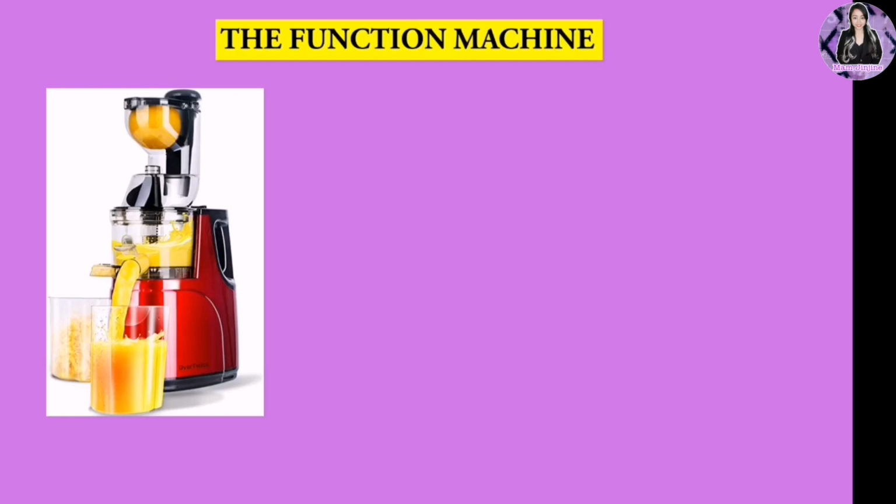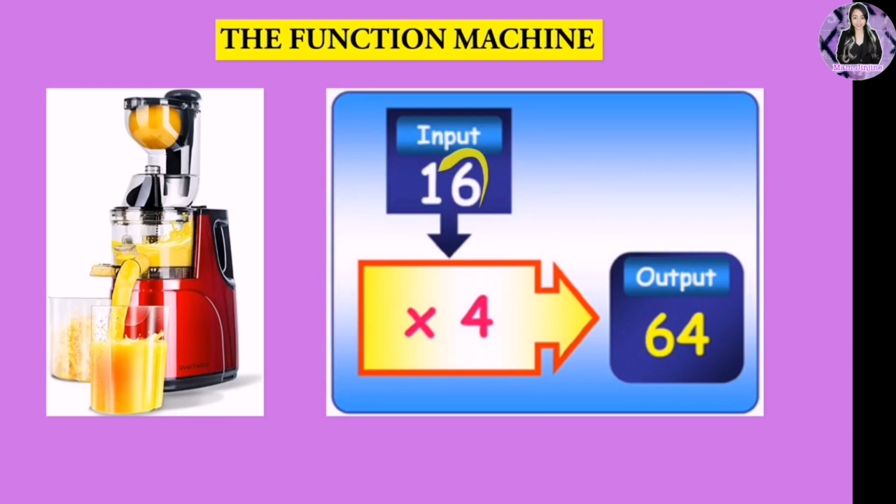We have also learned that a function can be represented by equation. For example, we have here an input 16 and we have a process times 4 and the output is equal to 64. So, we can always represent mathematical relations as machines with an input and an output, and that the output is related to the input by some rule.